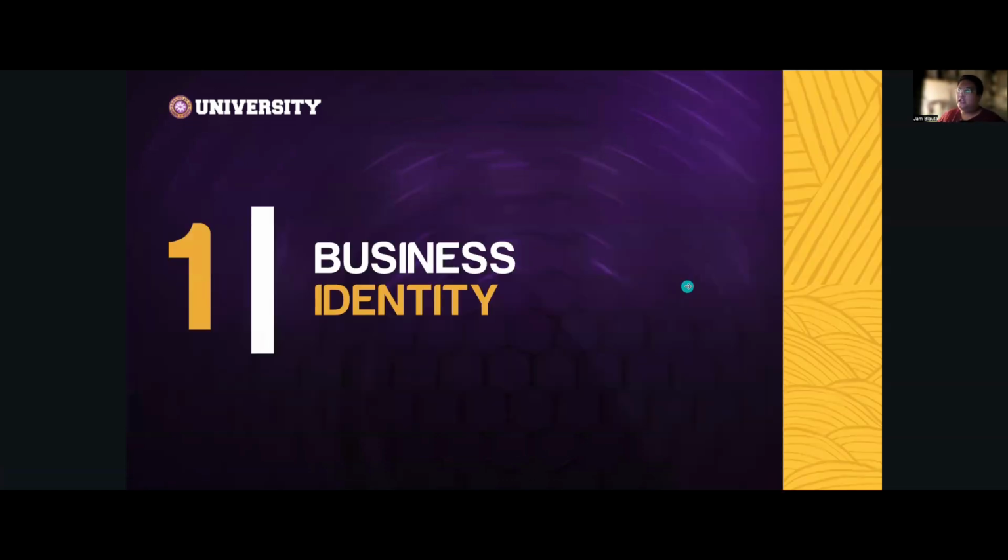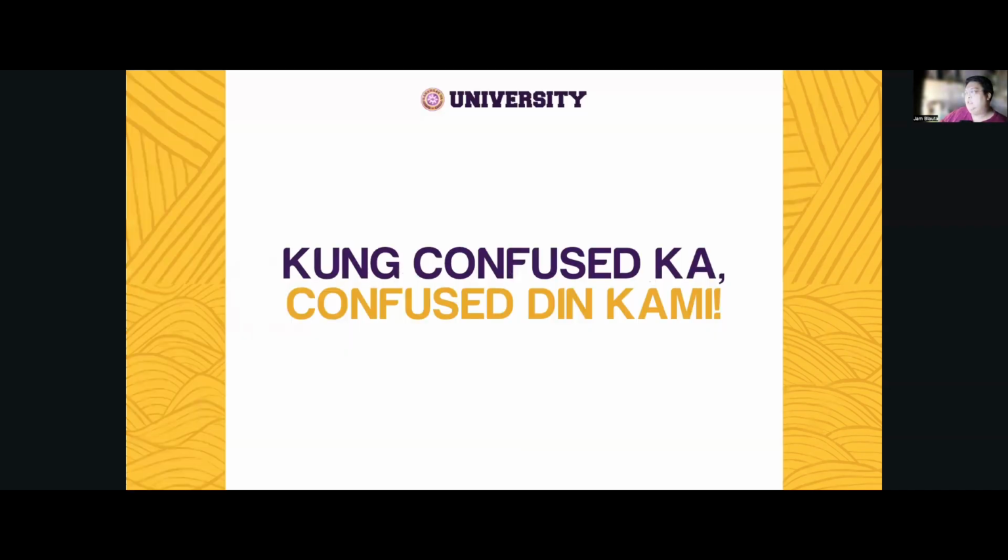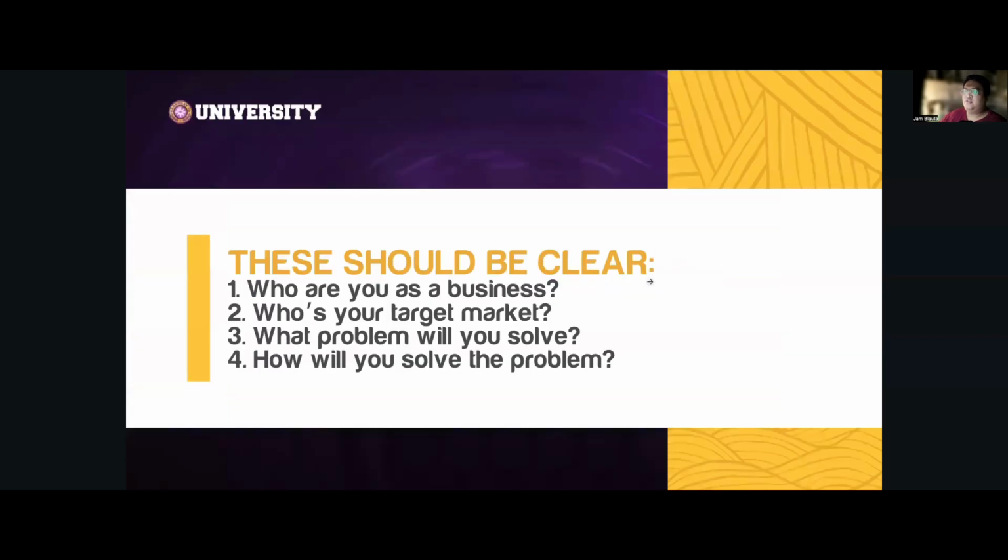Now, let us talk about the things you should improve before you even apply to VA agencies. Number one, your business identity. As they say, kung confused ka, confused din kami. Or in English, if you are confused as a business, then we are confused too. It's harder for us to match you, right? So the following should be clear. As of now, these things should already be addressed through the VA business plan that we did in the past modules.